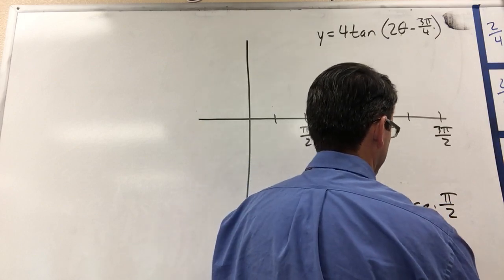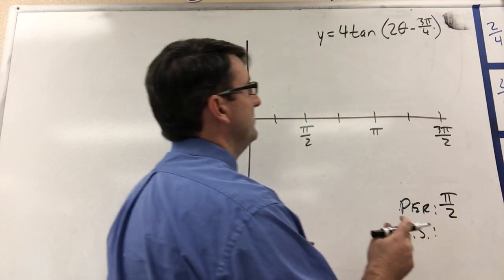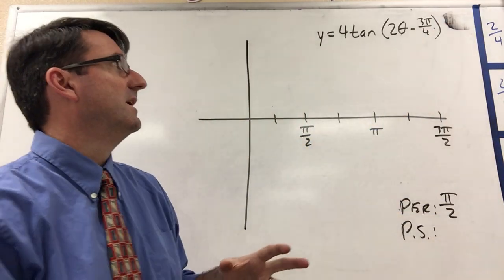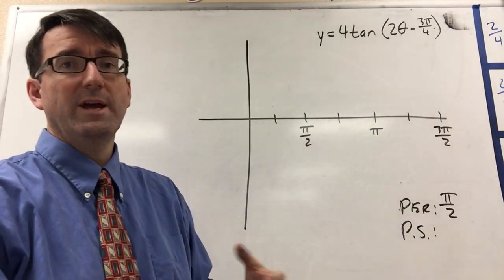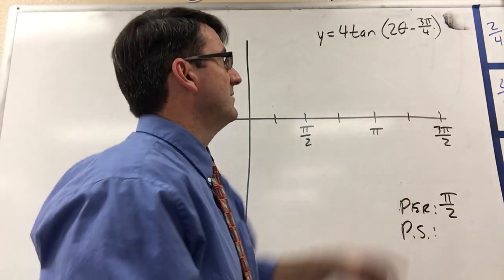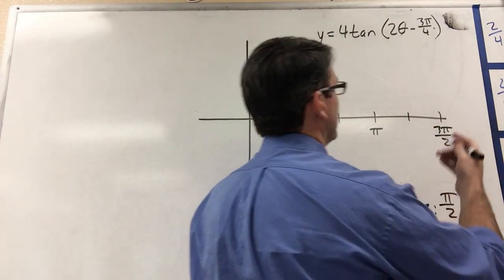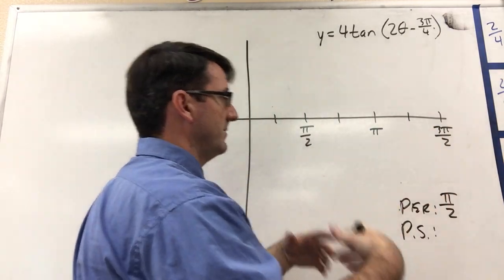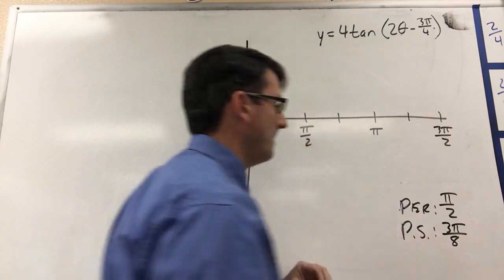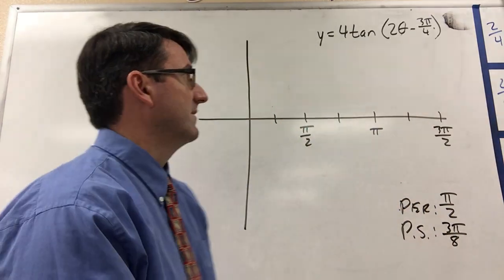And the phase shift is going to be negative c. So c is negative 3 pi over 4. Negative c would be positive 3 pi over 4, divided by b, which is 2. So 3 pi over 4 divided by 2 is going to be 3 pi over 8. So our phase shift is 3 pi over 8.